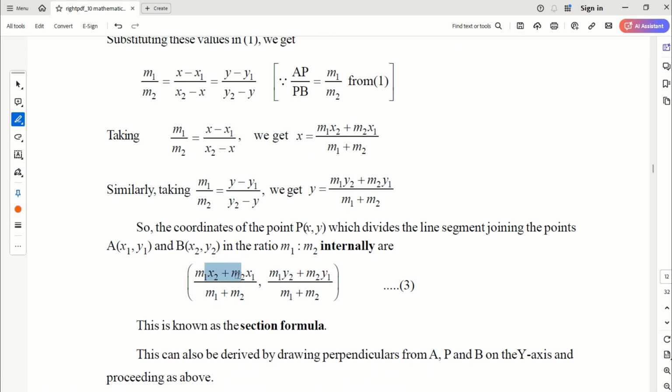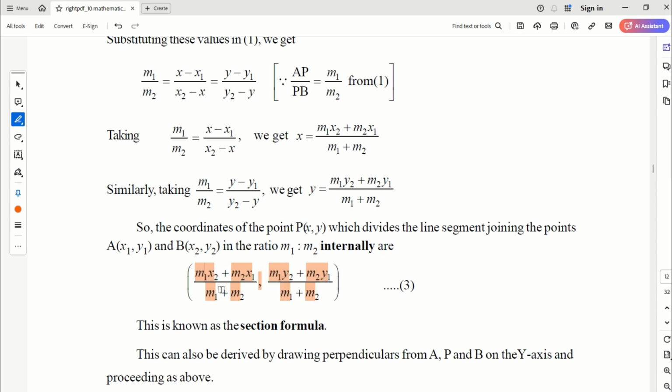x is equal to (M1 x2 plus M2 x1) divided by (M1 plus M2), and y is equal to (M1 y2 plus M2 y1) divided by (M1 plus M2). This is what you will get.